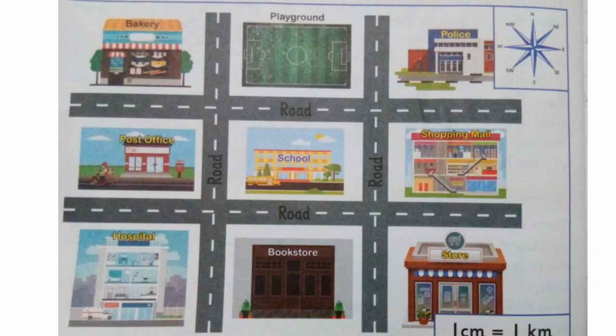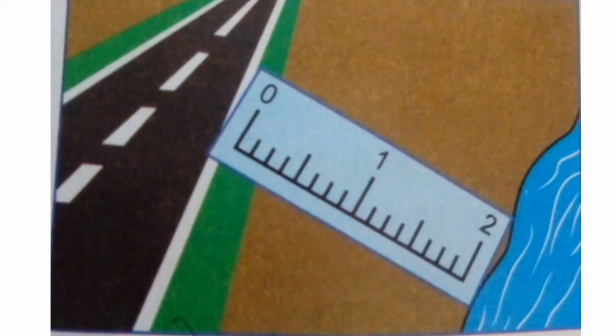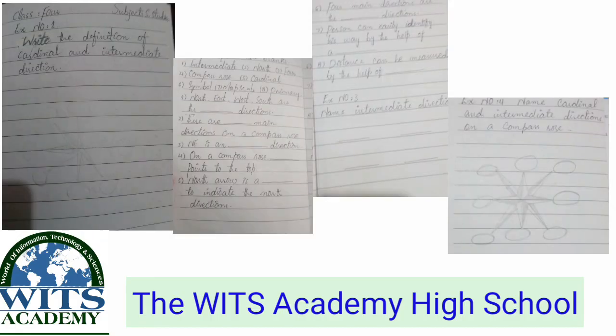Students, can you find the way to any place with the help of these directions? Yes, you can. You can easily find a place with the knowledge of direction. The distance between two places can be measured with the help of a map scale. Students, it's your assignment, so solve it and submit it in school.